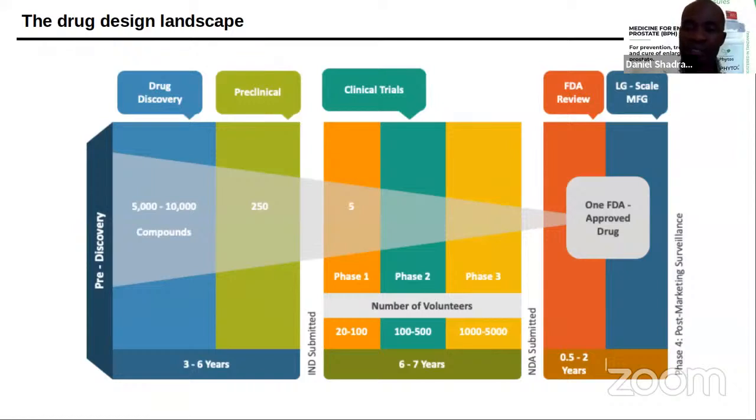on average, and is very costly. The chance of success is also very low. You normally start with millions or thousands of compounds, but the chance that all of them will work is very low. So you'll always end up with one or two, sometimes none. And it is very costly.